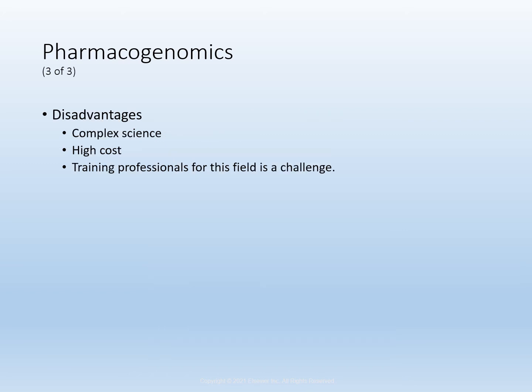There are also disadvantages to pharmacogenomics. It is very complex science, it's high cost, and it's really hard to get professionals trained in this field. It is very specific, so we're pretty limited on how we can use this so far.